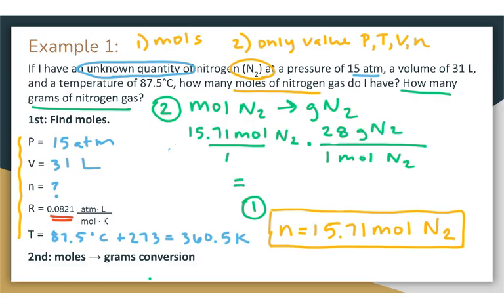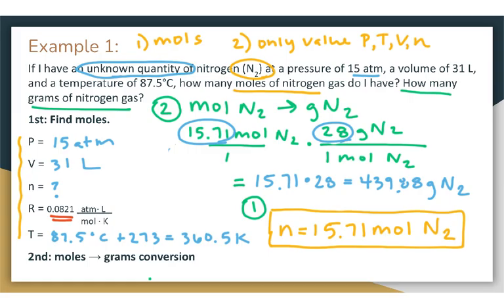And in order to do that calculation, I'm going to multiply my 15.71 times 28 to get 439.88 grams of nitrogen. So that second part was just a conversion like we've done in previous units. All right, not every problem is going to ask us to find grams.